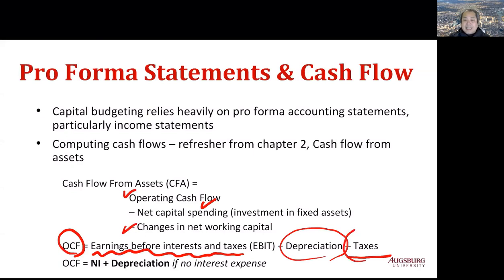Because EBIT minus taxes equals net income if there's no interest expense, it will be net income plus depreciation without interest expense. As we saw in the previous slide, we usually exclude financing costs, including interest paid. So in most cases, net income plus depreciation is enough to get operating cash flow.